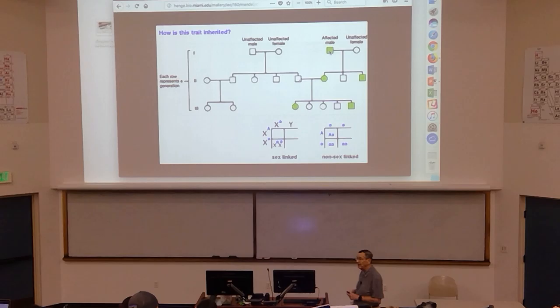Probably a simply recessive inheritance pattern from one side to the other. So being able to do this is an important idea of determining how the inheritance patterns are going to be followed.